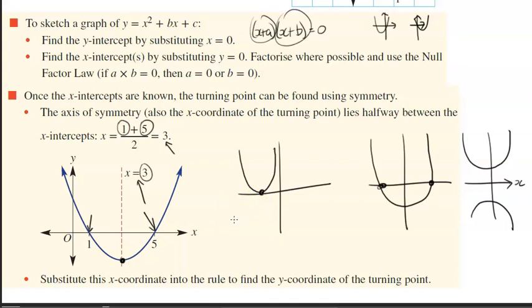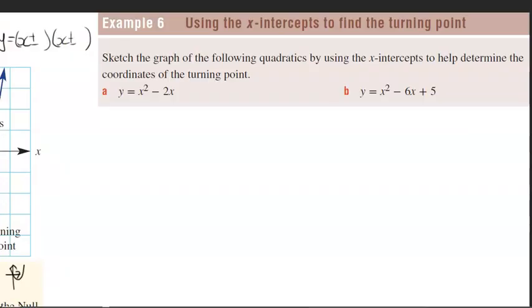Obviously this will run a bit better if we actually apply it to some examples. Alright, let's have a look. Sketch the graph of the following quadratics by using the X-intercepts to help determine the coordinates of the turning point. So the first thing we're going to do for A, we have y equals x squared minus 2x. You notice there's no plus or minus some constant by itself towards the end, and that's going to make a difference to how this graph is going to look.